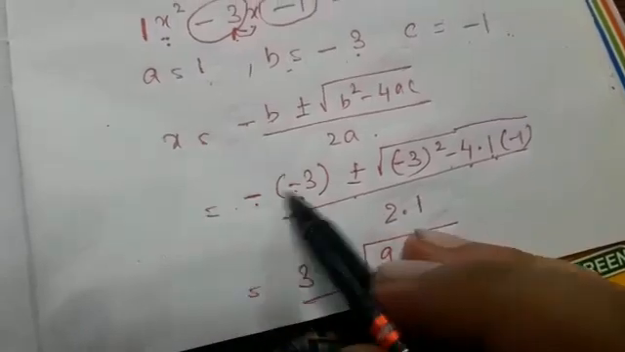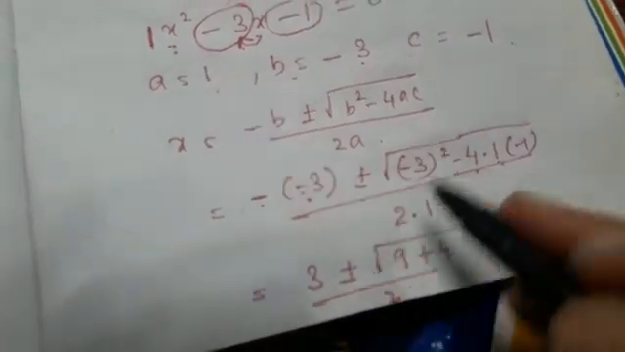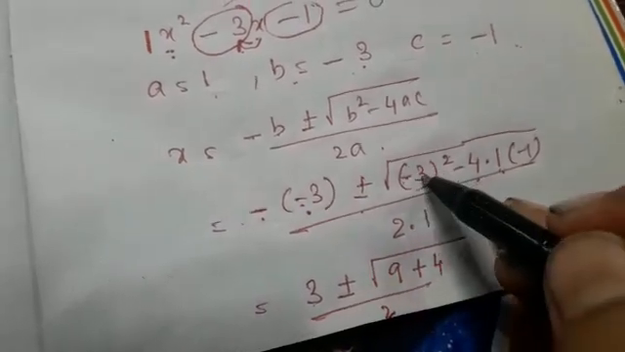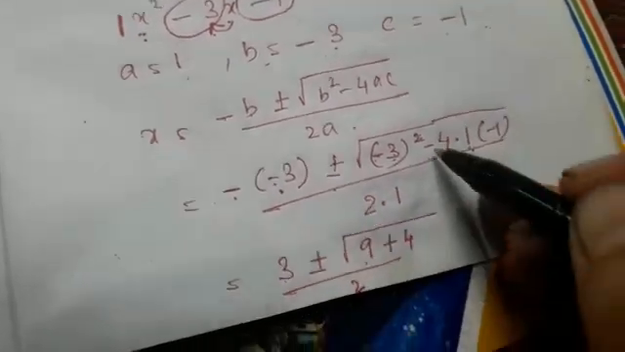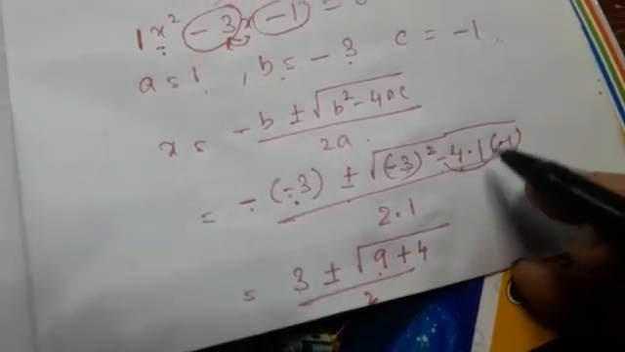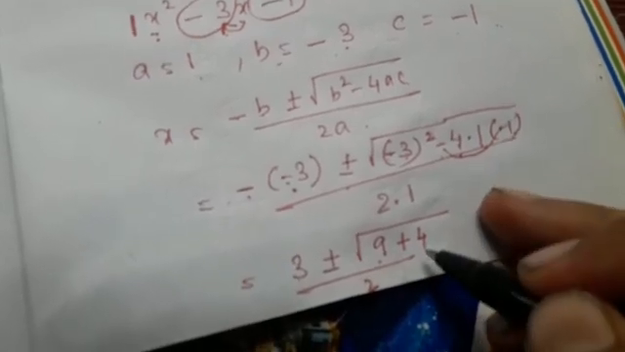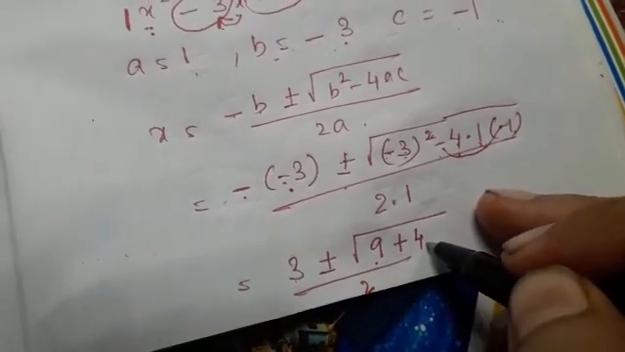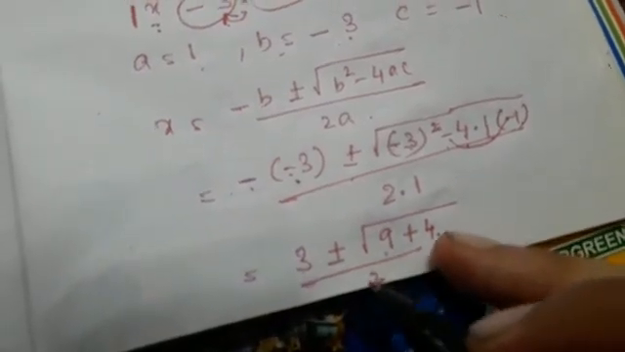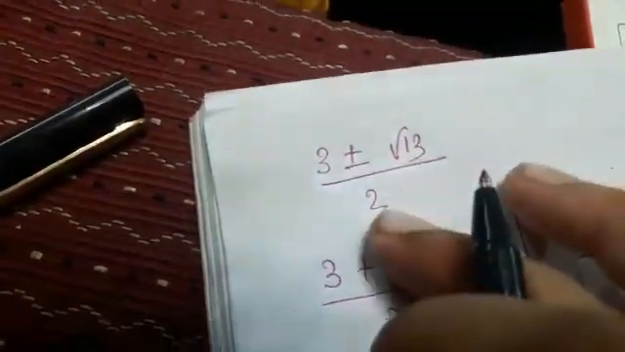Now see, minus into minus gives you plus. So it is 3 plus minus. Now see, minus 3 square. Minus into minus will become plus, and 3 square means 3 into 3 will become 9, right? Now see again, minus into minus will give you plus. So 4 into 1 into 1 is 4. Right? So 3 plus minus root under 9 plus 4 by 2. Now students, see, 9 plus 4 is how much? 9 plus 4 is 13. So we are left with 3 plus minus root 13 by 2.